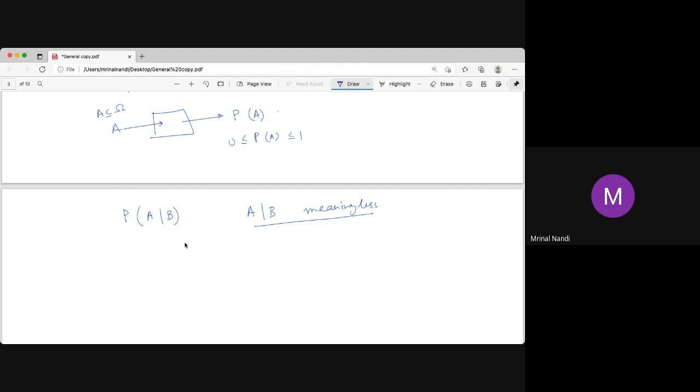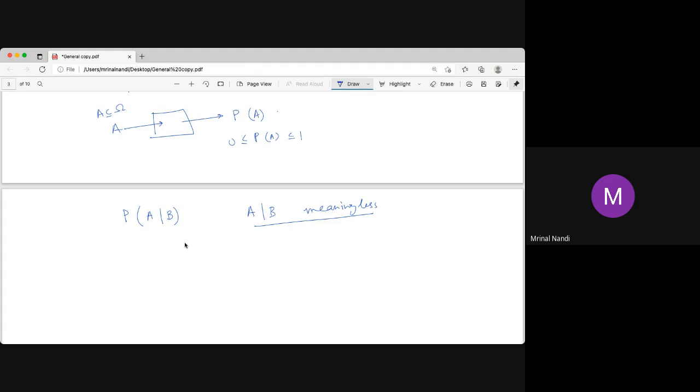We can say what A is. We can say what B is. We can say A means, say, the set containing head, or head occurs. Head means the set containing head. Probability of head is the probability of the set containing head. So we can talk about A. We can talk about B, maybe tail, or the set containing tail. But we can't say head given tail, the set containing head given the set containing tail. This is totally meaningless.